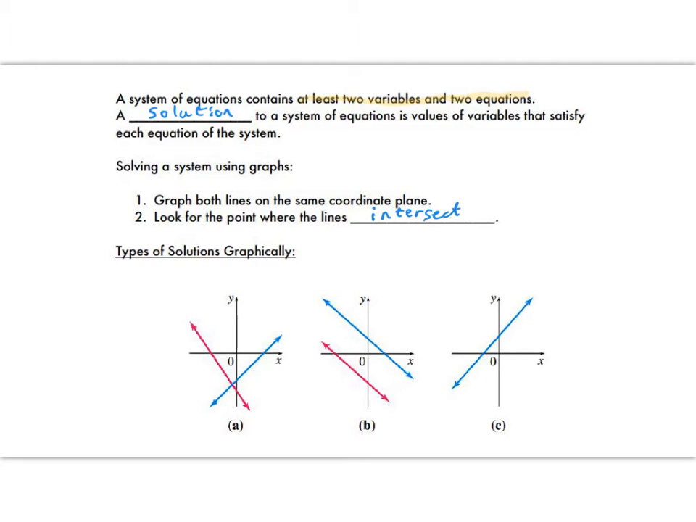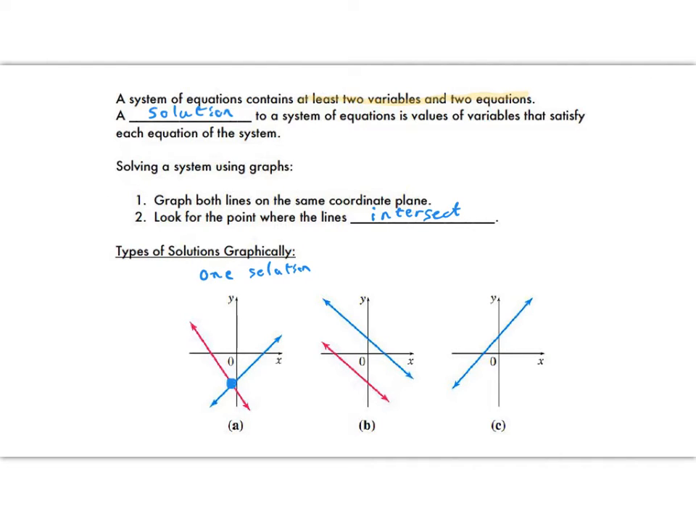Now, I'm going to be honest with you. This solution method is not really all that preferable or efficient. You're going to run into three scenarios when you put two lines on the plane. You're going to get either one solution, which is the location of where the points meet.